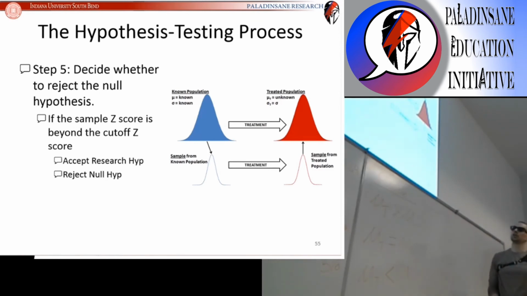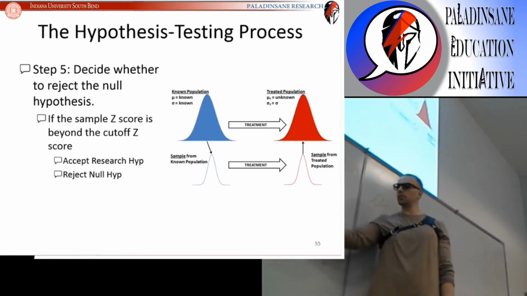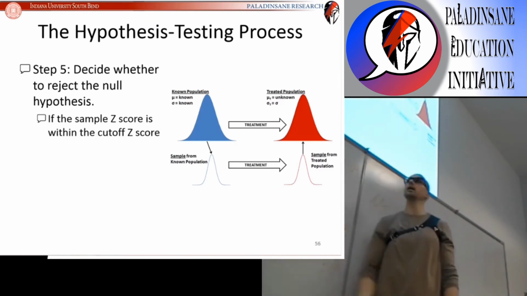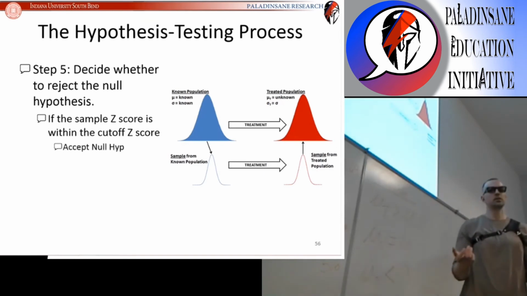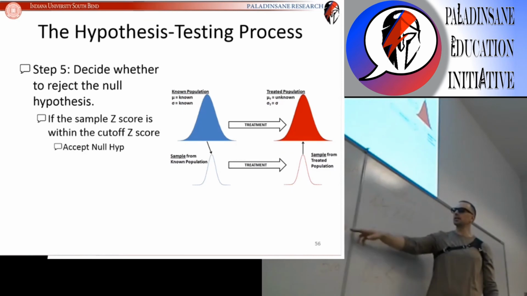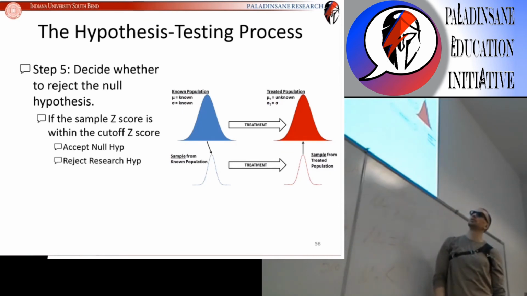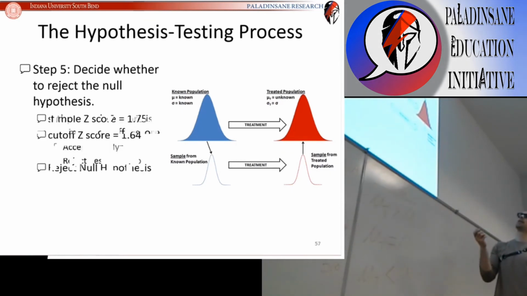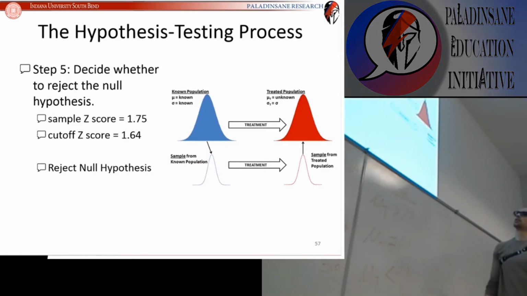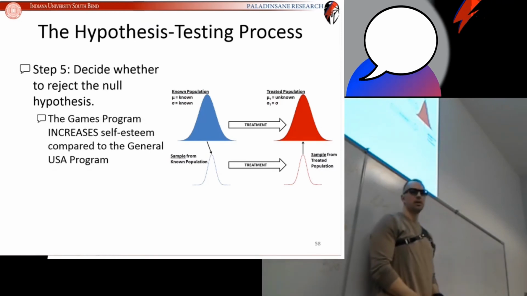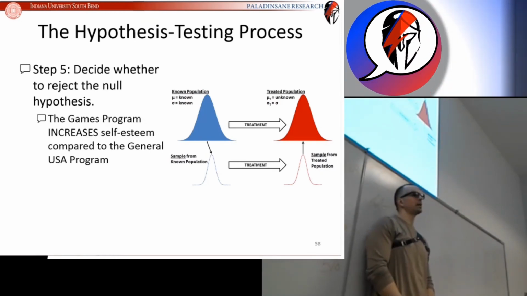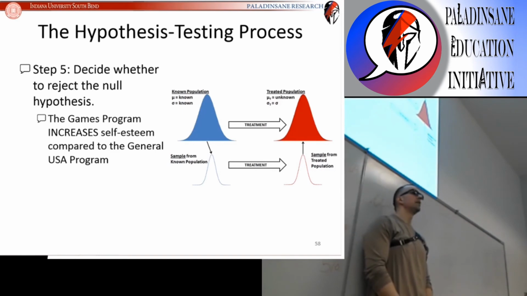If the other situation occurred, where our sample mean was somewhere in the body, then we would do the opposite. We would accept the null hypothesis and reject the research hypothesis. As it is, our decision is made. We're going to accept the research hypothesis and reject the null hypothesis. And our final conclusion is that our games program does increase self-esteem. Our games program does make self-esteem higher. It does increase the self-esteem of our students.